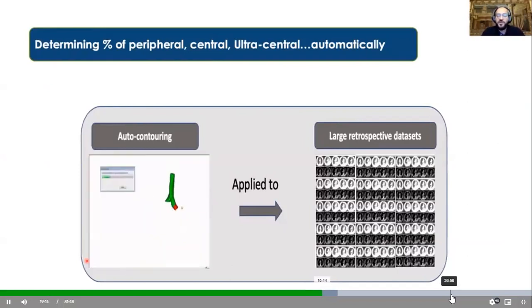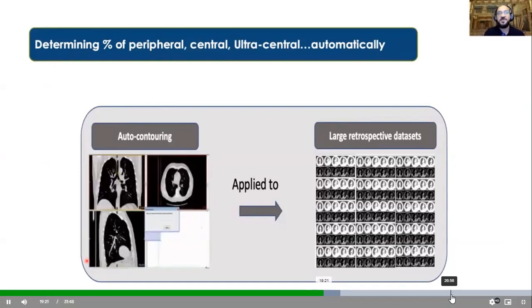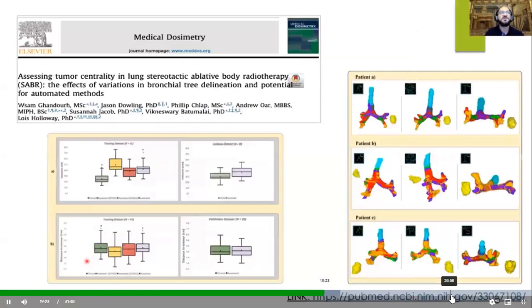And we'll be able to do them very quickly without having to worry about the uncertainties of manual contouring and things like that. I wish I had more time to talk about this, but for now, I'll just refer you to this paper that we published a couple of years ago.